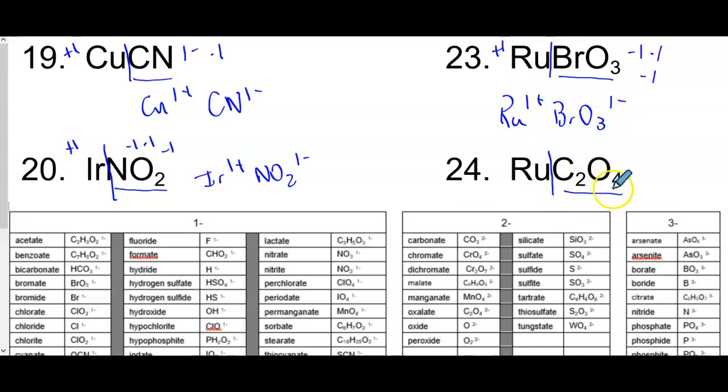Here's a unit of C2O4. I'm looking for C2O4 and I see it down here. It's a -2 times 1. So this is -2. So this has to be a total of +2 on the positive side. There's 1 of them. Right, so 2 divided by 1 is 2. So this is going to be Ru 2 plus and C2O4 2 minus. Okay.